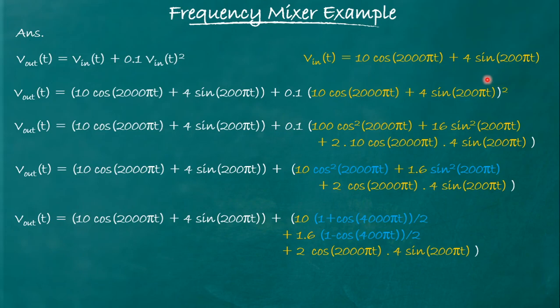Now let us start with the expansion of this square term. It looks like a plus b whole square, which is a square plus b square plus 2ab. So if the first term is a, a square becomes 100 cos square 2000 pi t, plus if the second term is b, b square is 16 sine square 200 pi t, plus 2 times a into b, so 2 times 10 cos 2000 pi t into 4 sine 200 pi t, which is the third term. So this is the expansion of the square term.